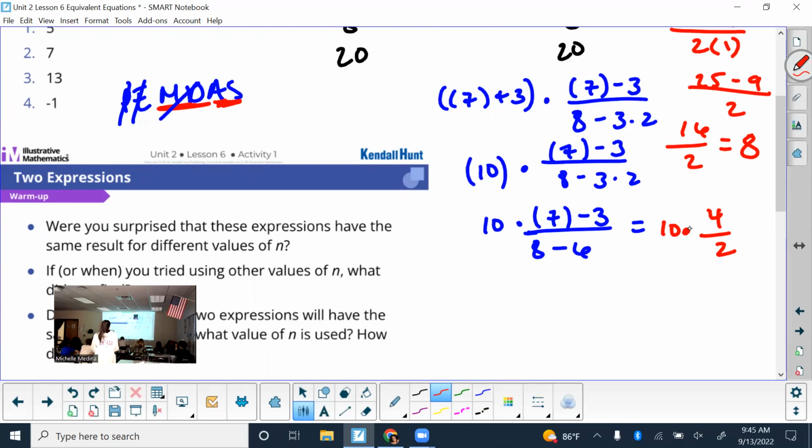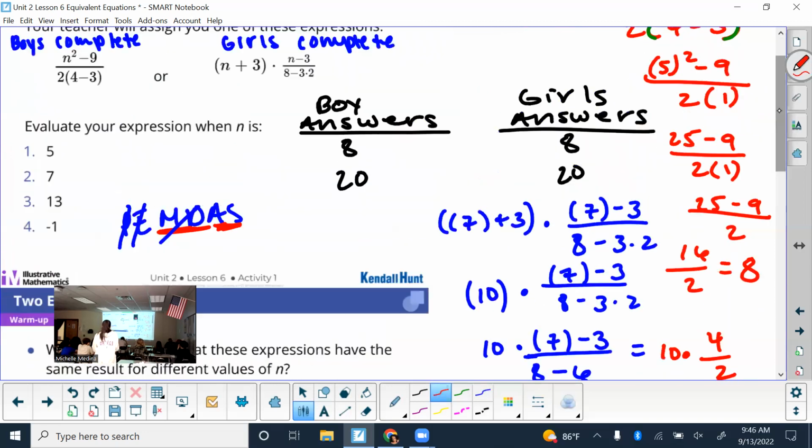And then now we're back to the multiplication and division step. But we need to work out that fraction first. So it's 4 divided by 2. And then what is 10 minus 2? All right, good. It also would have worked if you went from left to right. If you did 10 times 4, which is 40, divided by 2, which is 20. Questions on that?